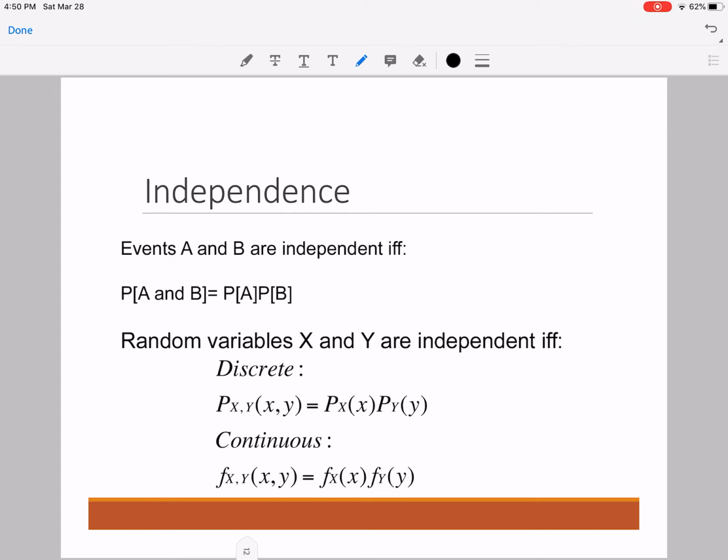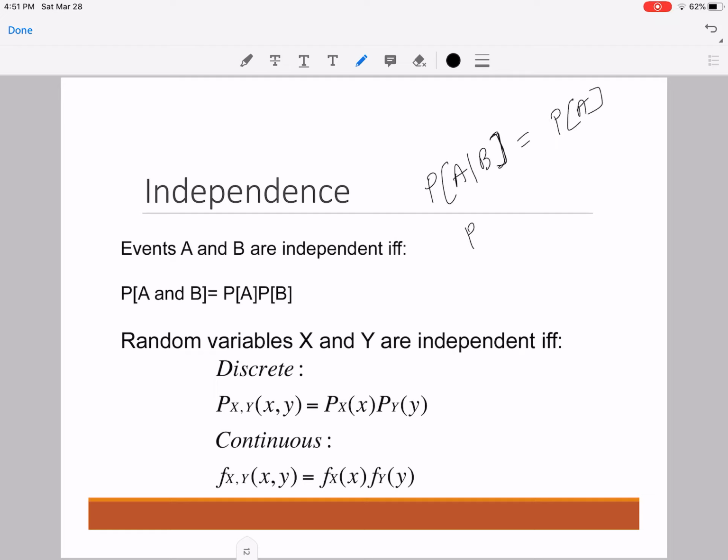Now, let's also discuss the concept of event independence. If you recall from the very first unit, two events A and B are independent if and only if probability of A and B gives you probability of A times probability of B. This uses the concept that if A were to be independent of B, any information about B should not alter the probability of A. So that should give you the probability of A.